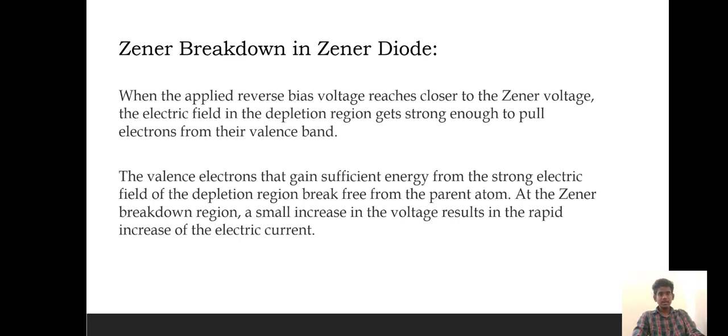Zener breakdown in Zener diode. When the applied reverse bias voltage reaches closer to the Zener voltage, the electric field in the depletion region gets strong enough to pull electrons from their valence band. The valence electrons that gain sufficient energy from the strong electric field of the depletion region break from the parent atom. At the Zener breakdown region, a small increase in the voltage results in a rapid increase of the electric current.